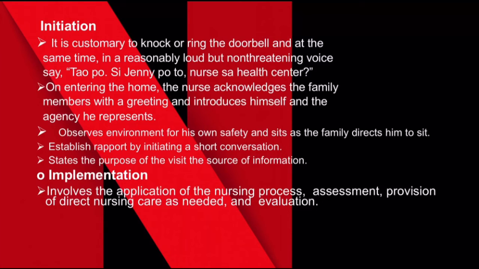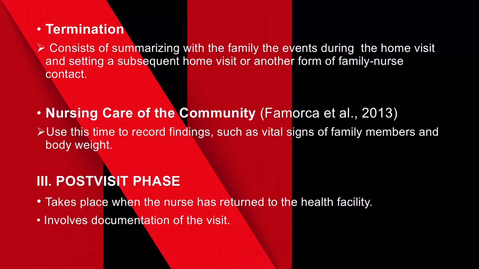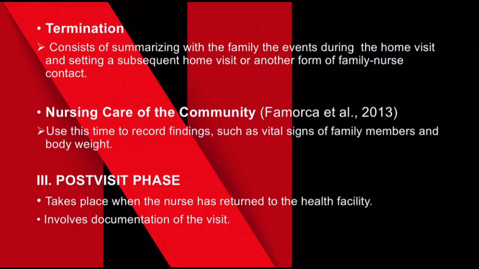Implementation involves the application of the nursing process: assessment, provision of direct nursing care as needed, and evaluation. Termination consists of summarizing with the family the events during the home visit and setting a subsequent home visit or another form of family nurse contact.